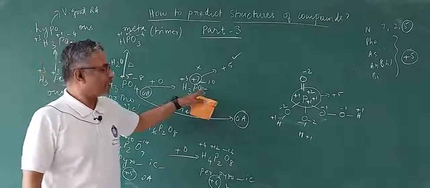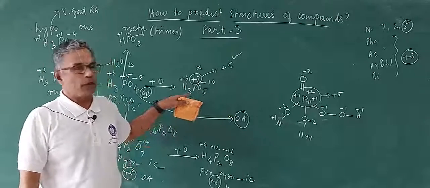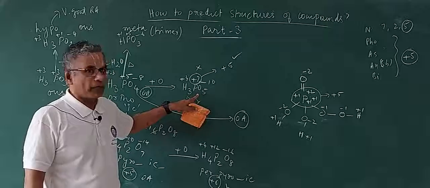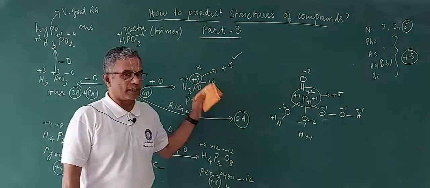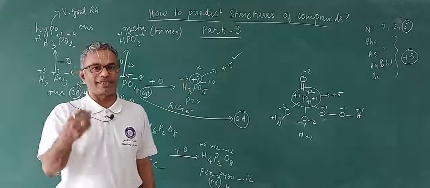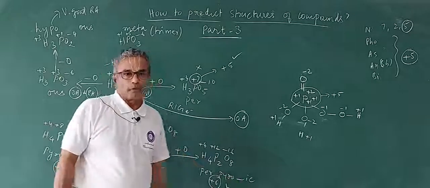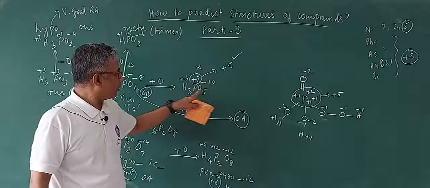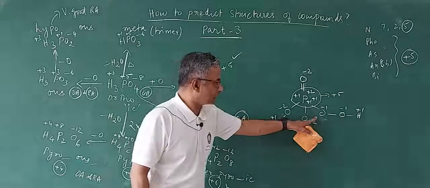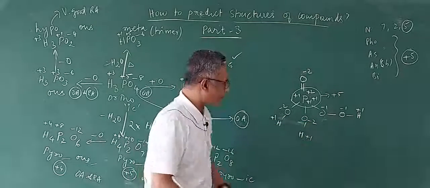So, you may get a question in the entrance exam: oxidation number of phosphorus in H3PO5 is 3, 5, 7, 9, or 3, 5, 7, none of the above. So, you have to put only +5, it cannot be +7. So, you have to find out the structure like this. So, you will have a peroxy linkage.